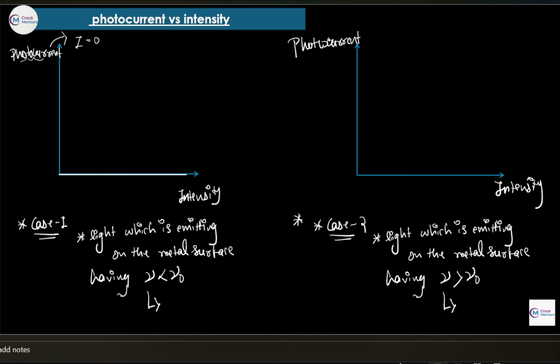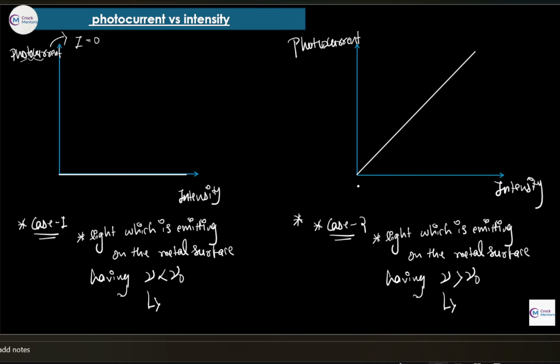Now let us talk about when the photocurrent versus intensity curve is plotted for a frequency greater than the threshold frequency. In this curve, we are going to observe a straight line. Why? Because the photocurrent is directly proportional to intensity when frequency is greater than threshold frequency. So many photons interact with electrons, so more electrons are generated. That's why photocurrent is directly proportional to the intensity.